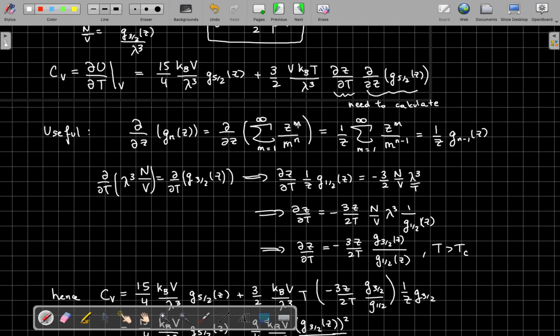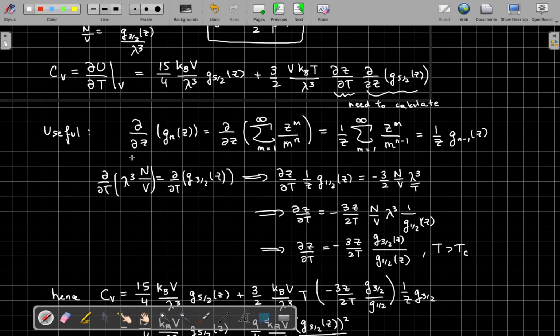And when we take the derivative, it's going to be equal to m z to the m minus 1. This m is going to cancel out with m to the n. And we're going to write it as 1 over z times z to the m. Okay, so it's going to be equal to 1 over z sum of z to the m over m to the n minus 1. And this is just 1 over z times the n minus 1th Bose Einstein function. Okay, so this is very trivial to see. What is a bit less trivial is this first derivative right here, dz dt.